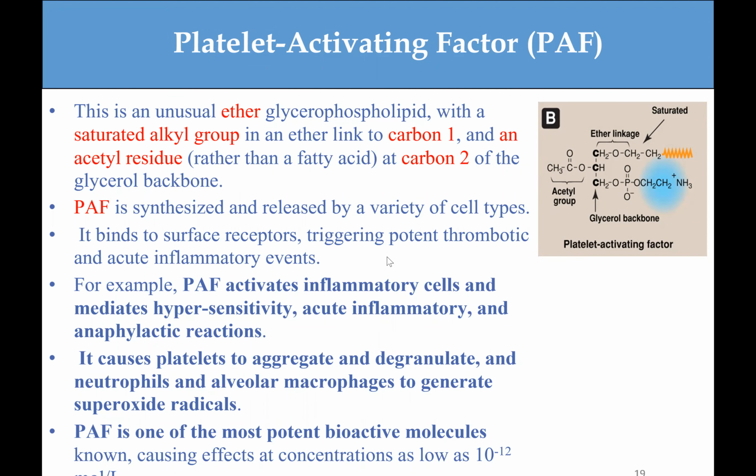It's made by many different cell types, and its function is to activate inflammatory cells. It causes hypersensitivity and inflammatory and anaphylactic reactions. So anaphylactic is what happens during allergies. It causes platelets to clump together and release the granules they had inside. And also neutrophils and macrophages that are in the alveoli will make superoxide radicals. So basically it just causes an inflammatory reaction.